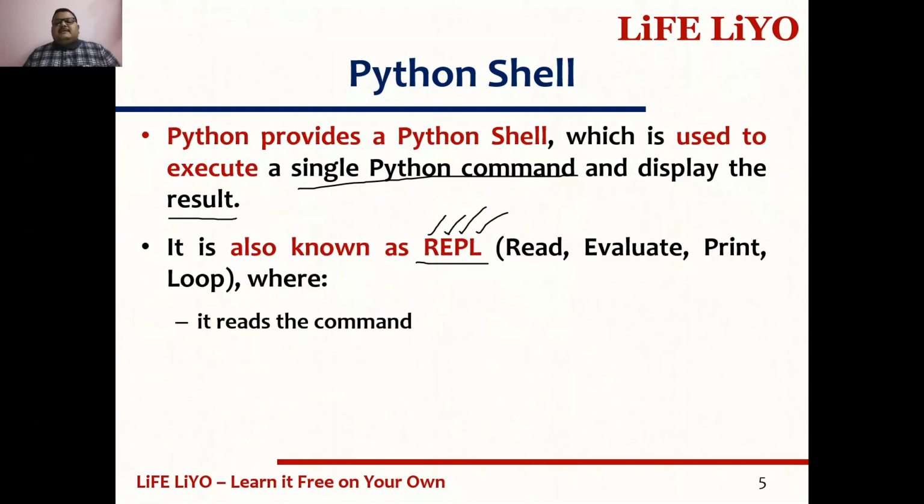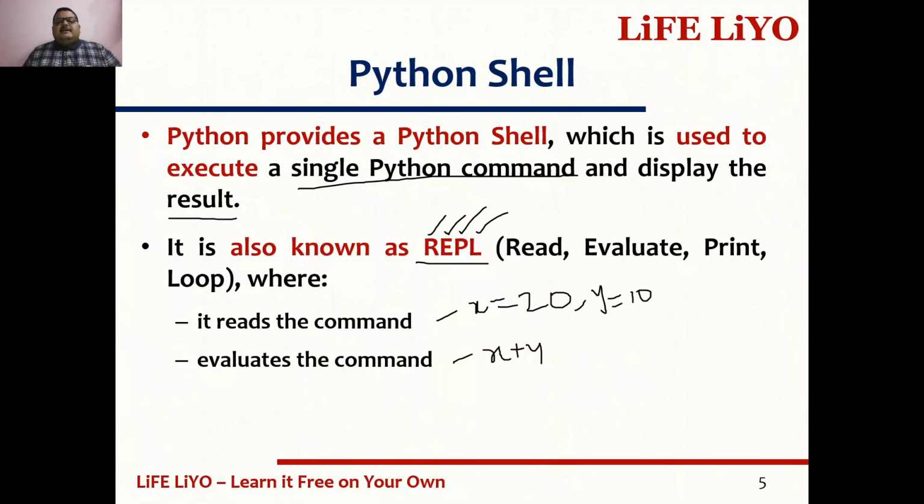So first it reads the command, that is whatever you type. That is called reading, which is read from the standard input, that is the keyboard. Then evaluating. If you have entered x equal to 10 and y equal to 20, that means 10 will be stored in x and y will get 20. Entering x equal to 20 and y equal to 10 is nothing but reading. Now evaluating the command x plus y, that is evaluation, that is performing the operation.